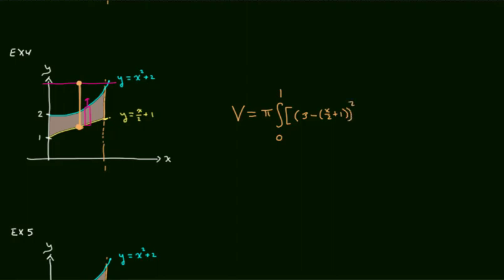That quantity gets squared, and then I'm going to take away the inner radius. My inner radius is going to be this distance here, which is the line of 3 minus the parabola, x squared plus 2 is the parabola. That entire radius gets squared. We close it off with the thickness dx.